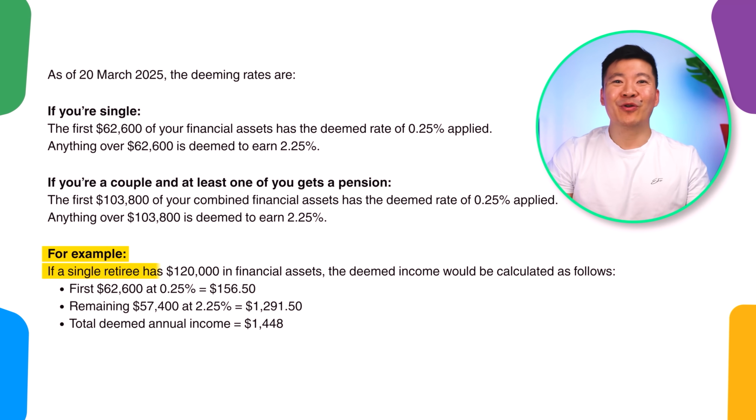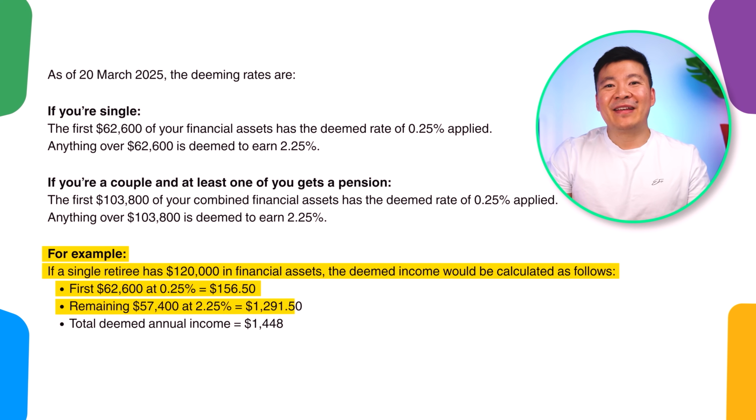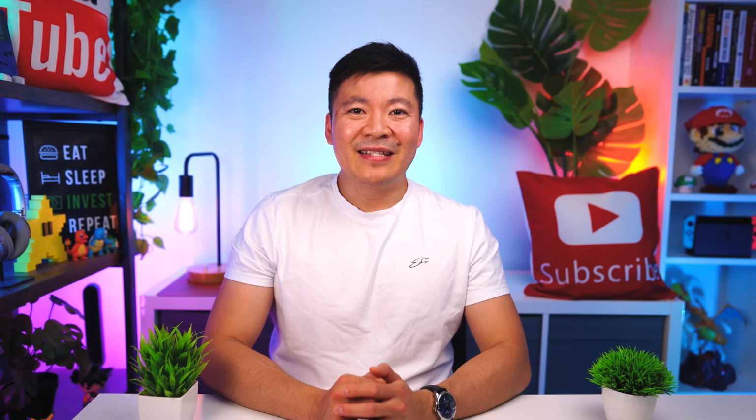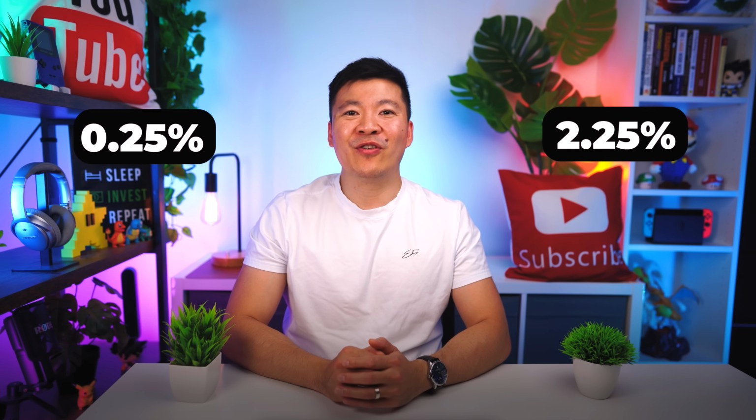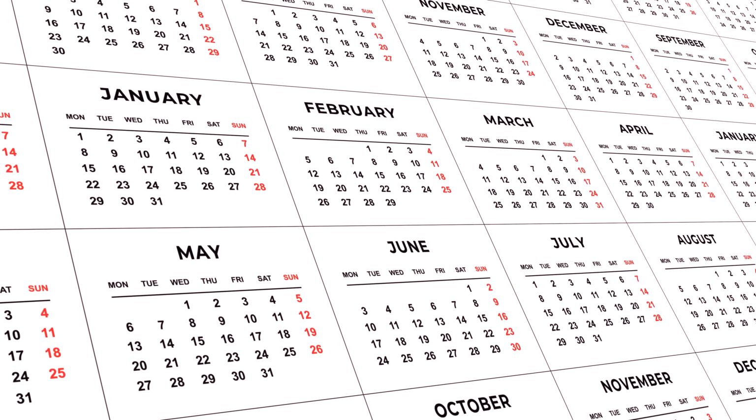For example, if a single retiree has $120,000 in financial assets, the deemed income will be calculated as follows. First $62,600 at 0.25% equals $156.50. The remaining $57,400 at 2.25% equals $1,291.50. Total deemed annual income equals $1,448. This deemed income is then used in the income test to assess its effect on the age pension amount. The deeming rates of 0.25% and 2.25% have been frozen since 2020. The thresholds, however, are reviewed and may change every financial year.